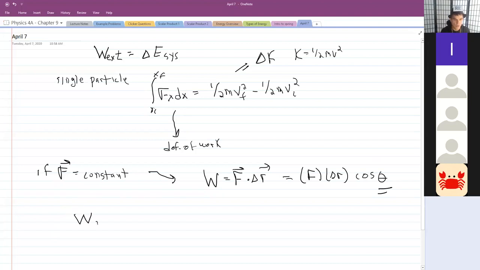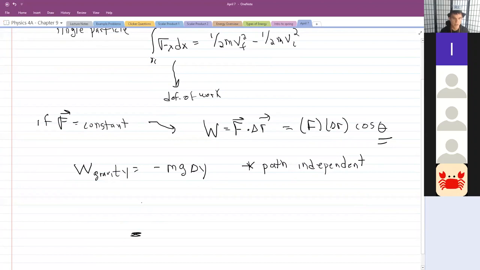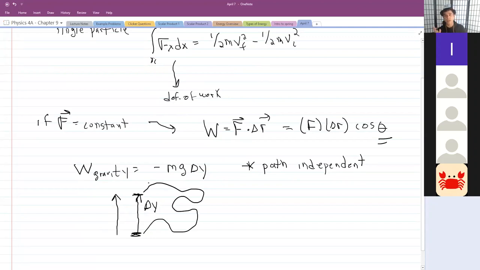We also saw that the work done by gravity is equal to negative mg delta y, and it is path independent. Meaning, if I have an object which starts here and ends here, my delta y is just the difference between my initial and final position. It doesn't matter how you get from your initial to final position. If I lift an object straight up, I'm doing a certain amount of work. But if instead I took some weird curved path, the amount of work done by gravity is still going to be the same. And that's kind of what I covered yesterday.